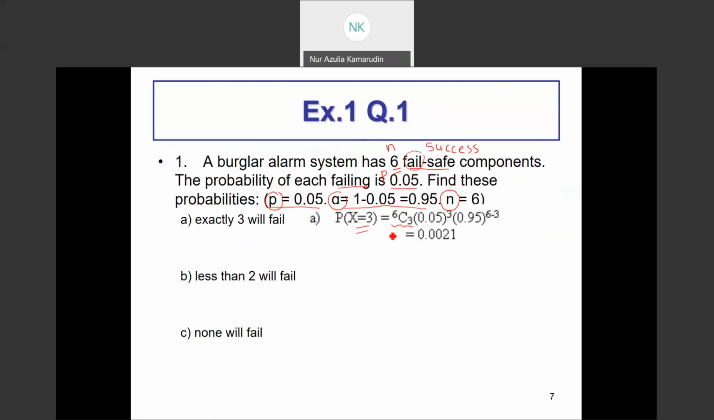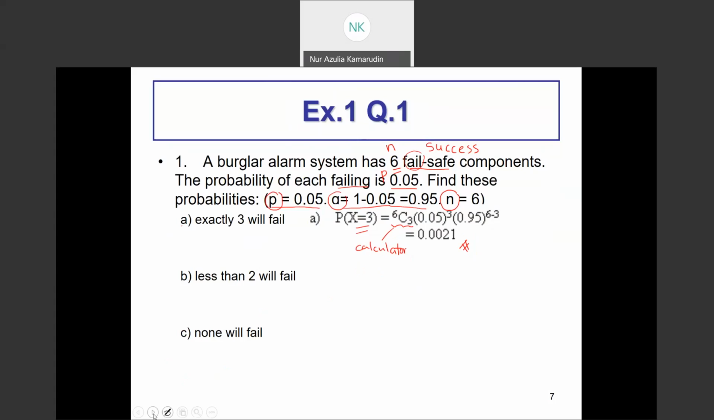Please take note, this can be found straight away from the calculator. If you don't want to use a calculator, you can use the manual calculation. It's going to take you a bit longer. So calculate, and of course you get the probability when there are 6 components, of which 3 fail.